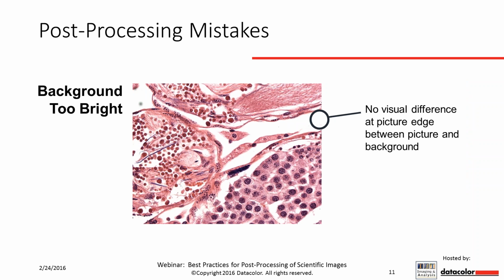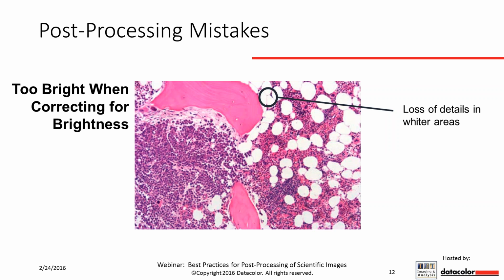One of those is that the background can be made too bright. When you print this in publication, there's really no visual difference at the edge of the image that separates it from the page. Furthermore, with an image like this, you may be removing details. And here's an example of that.